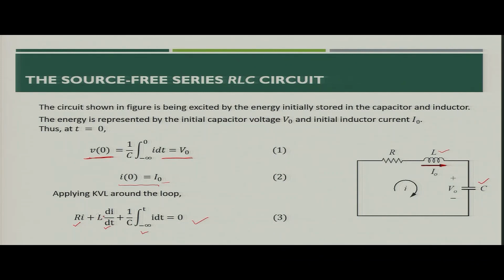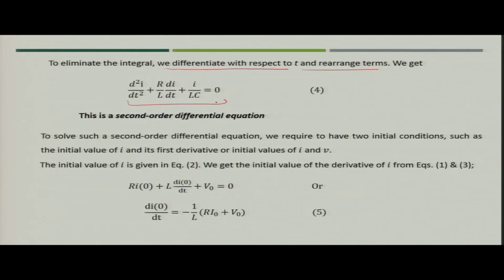So, rearranging means the L term which you will see here will be in the denominator in both of the components, and then you will get the equation as shown in the slide. Now, if you see the equation has a second order derivative, so that is why it is called a second order differential equation. Now, if you are asked to solve such a second order differential equation, you require two initial conditions. Now, we know that the initial value of I is equal to I naught.